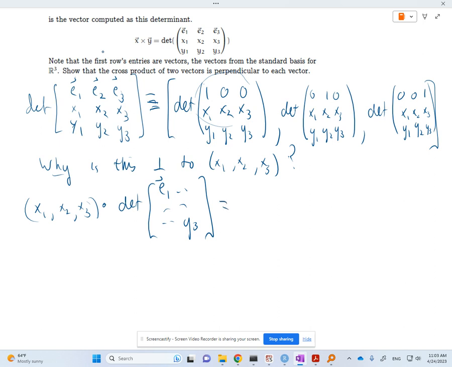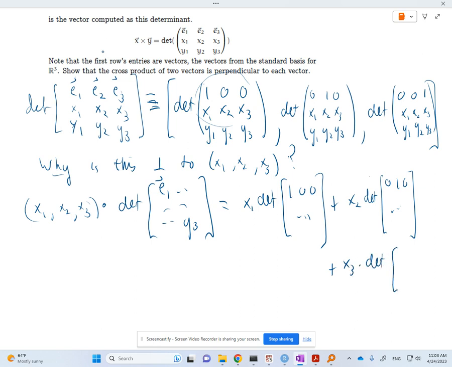Well, you're going to take x1 times the first determinant, 1, 0, 0, and then this is the same, right? Plus x2 times the second determinant, 0, 1, 0, and then this is all the same. I'm just trying to save a little time here. There's no real need to write that out again because it's just very repetitive. And x3 times the determinant of 0, 0, 1, and then the determinant.